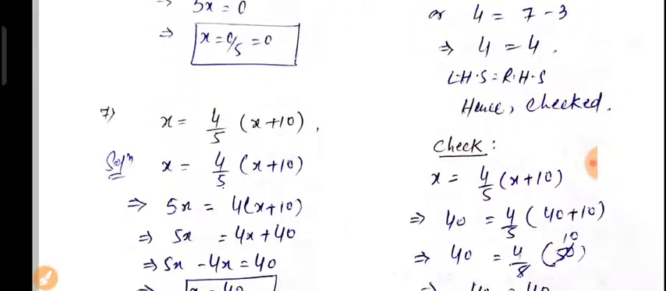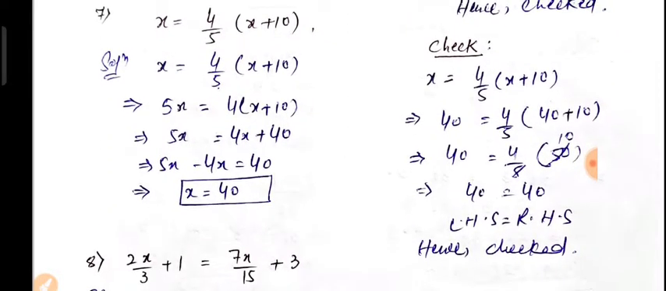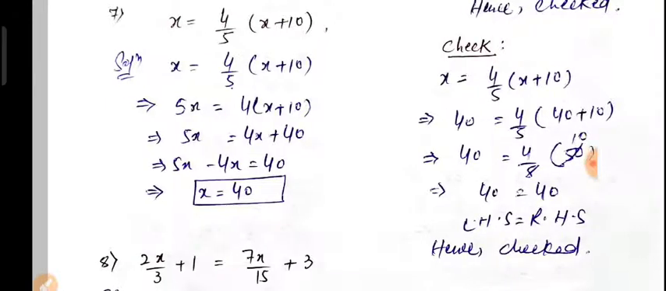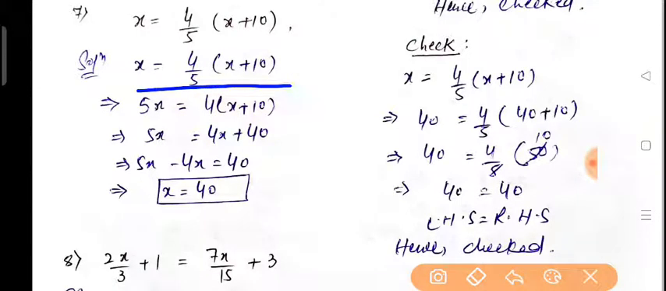Now, moving on to part number 7. Part number 7, I have posed here a question. The question is x is equal to 4 upon 5 into (x plus 10). So in the first step, as I already told you, write the question as it is. So the question is x equal to 4 by 5 multiplied by (x plus 10), which is within the brackets.